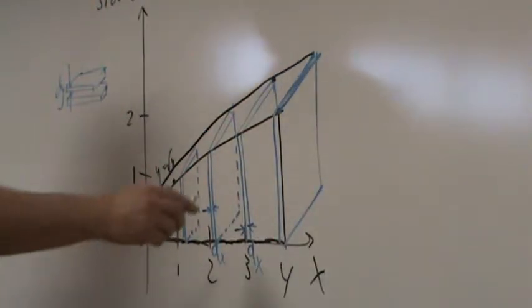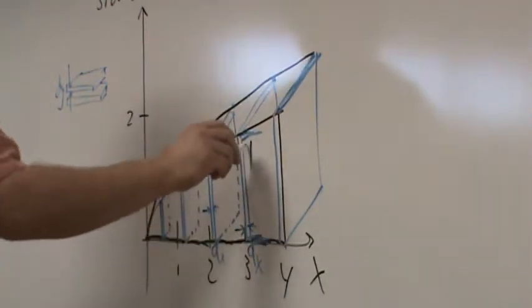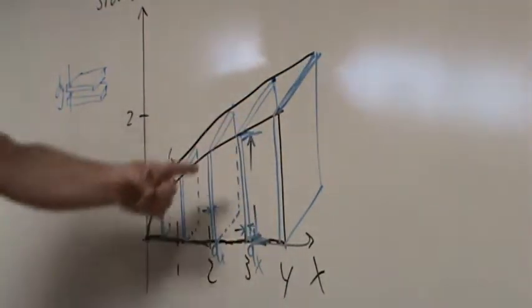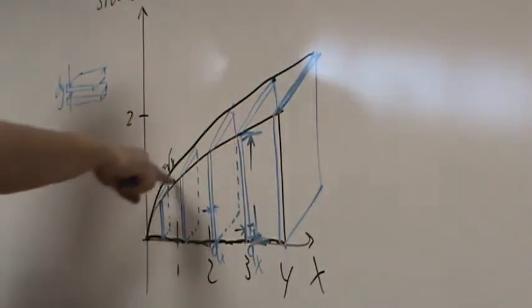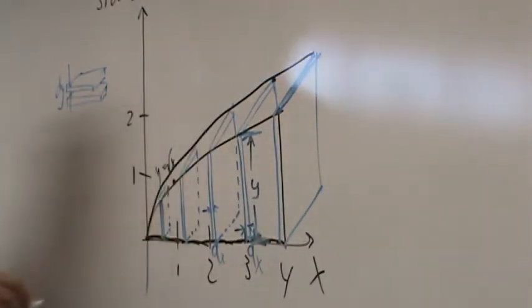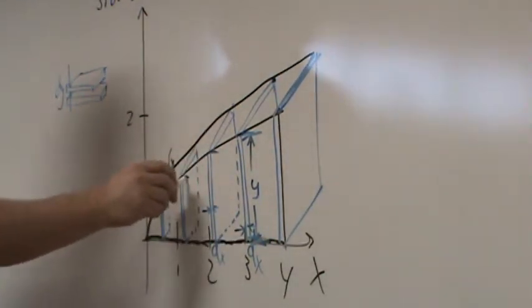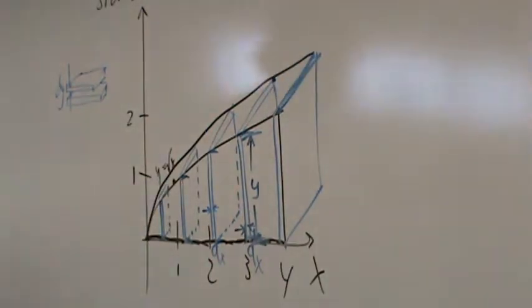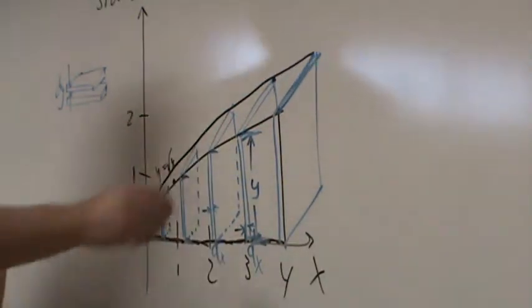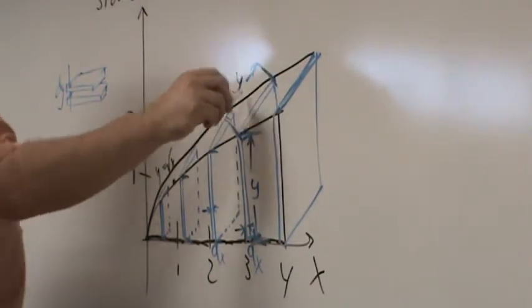Let's get the height of each wafer. Are you okay that the height of each wafer is the y-coordinate on the curve? The y-coordinate on this curve ends up being the height of each wafer. Any wafer I care to choose, the height is going to be y. And because these wafers are squares, if the height is y, then the depth is y as well.